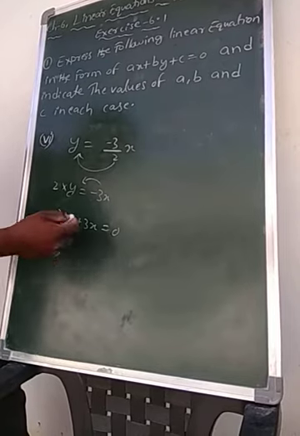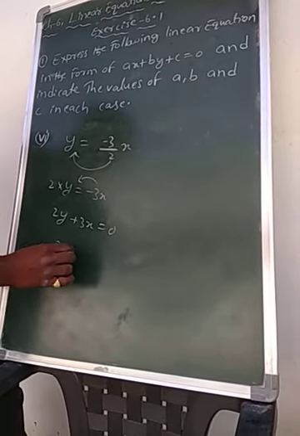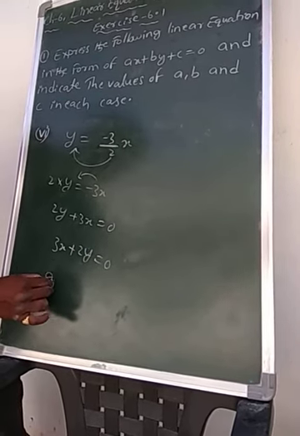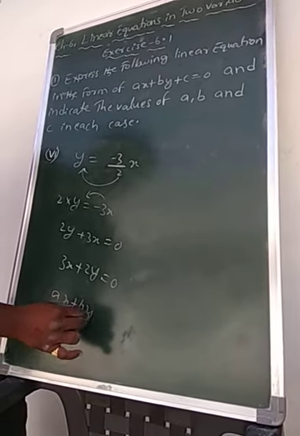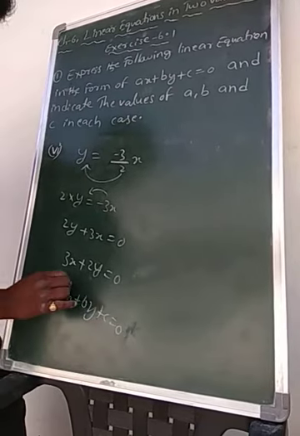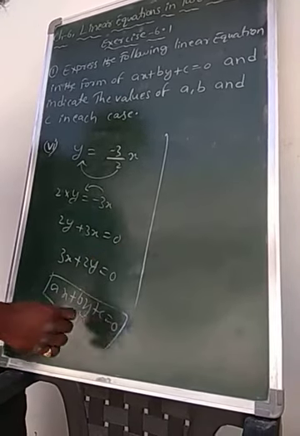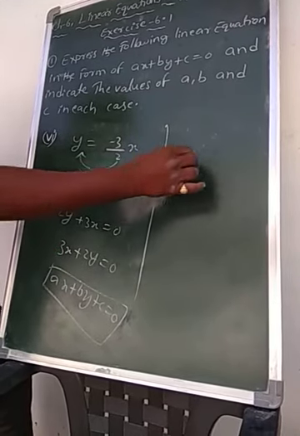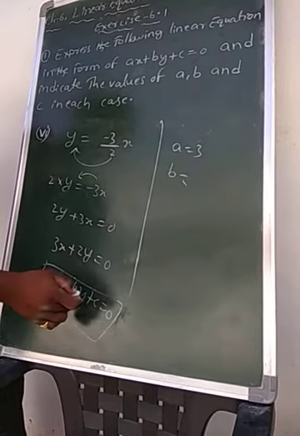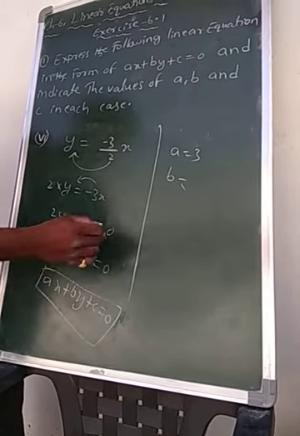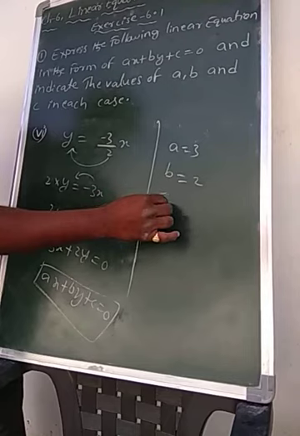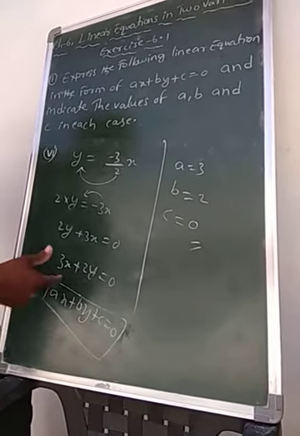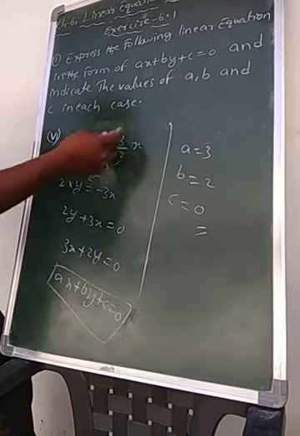So I am writing in order. First x: 3x plus 2y is equal to 0. Then you compare with ax plus by plus c is equal to 0. Then we can write the x coefficient is a, so a is equal to 3 here. Then the y coefficient is b, which is 2. Then c is equal to 0. Okay students, so like this you can find the following equations.